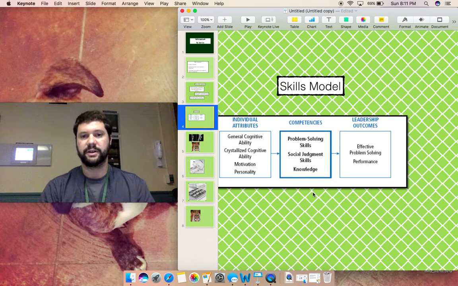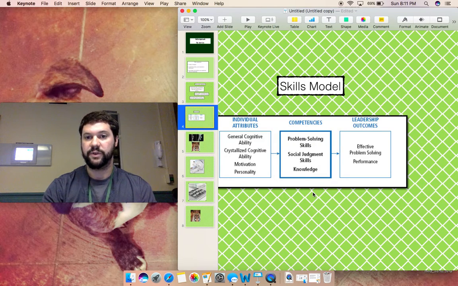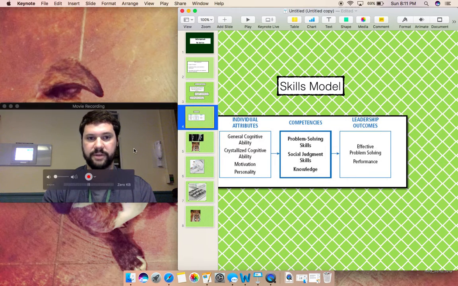And knowledge, this obviously comes from training and experience, and the more experience you get, the more knowledgeable you're going to be within your department. And if you're proficient in all these competencies, then you will have effective problem solving skills and higher performance.